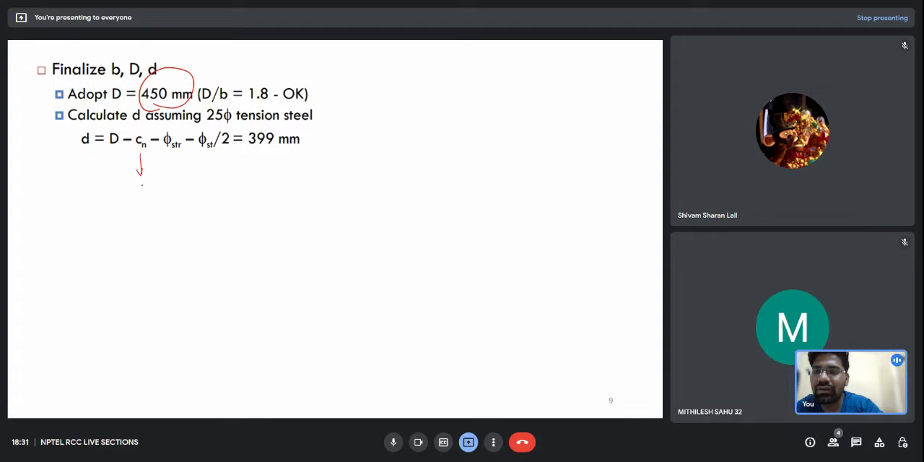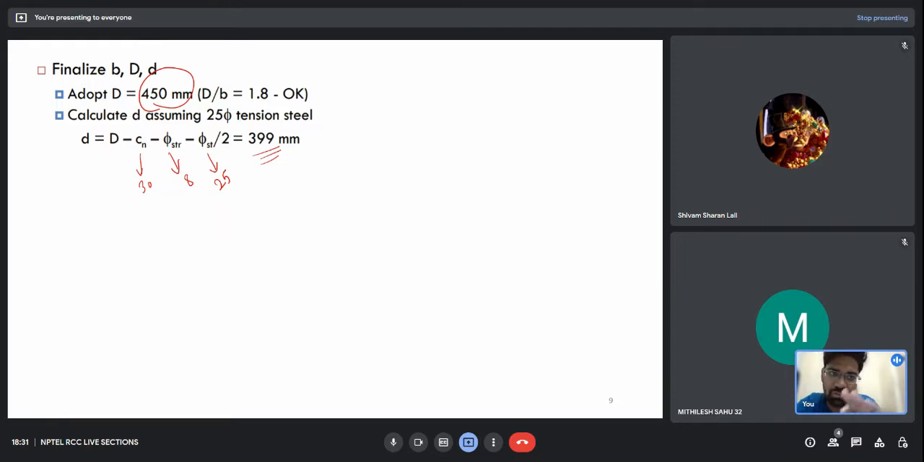What is the nominal cover? Nominal cover has to be 30. Stirrup is given as 8, and let's assume the tensile steel to be of 25 diameter. By using this, I hope you are clear, this has already been covered in the lectures. I am getting the effective depth d as 400.